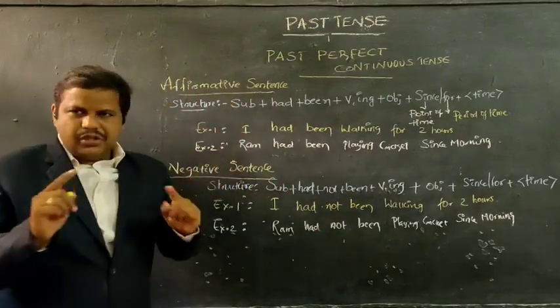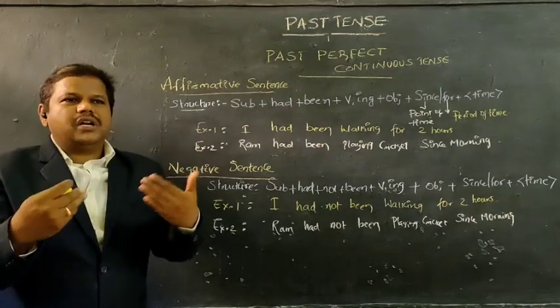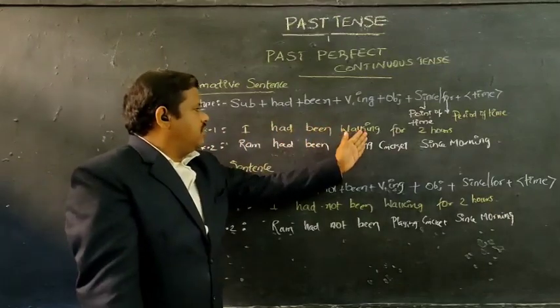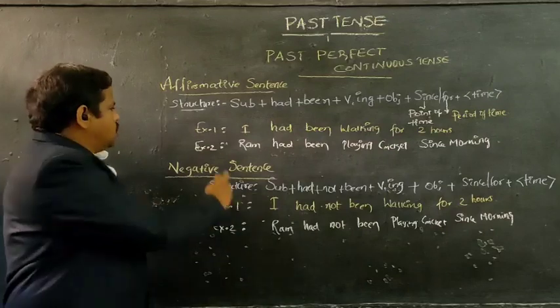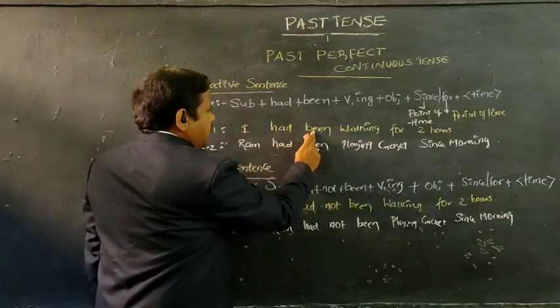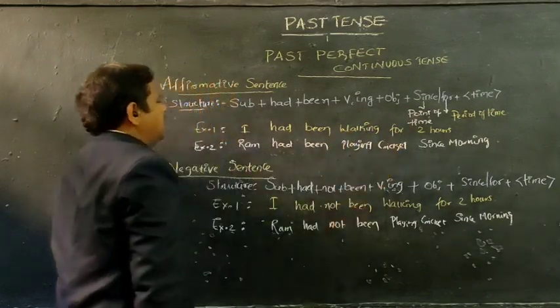So plus time factor, that is the structure of the affirmative form. Now I will write only 2 examples. In the activity session, I will give a few more examples to write with this example. I had been walking for 2 hours. Here the subject is what? I had been, V1 ing form is walking, for 2 hours.